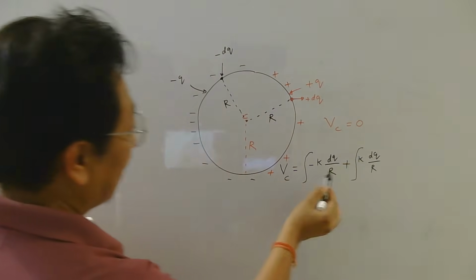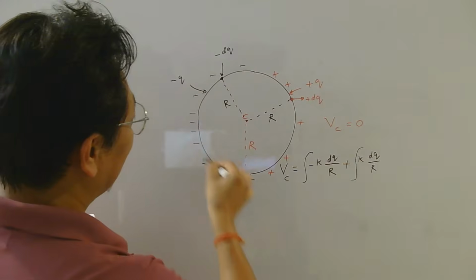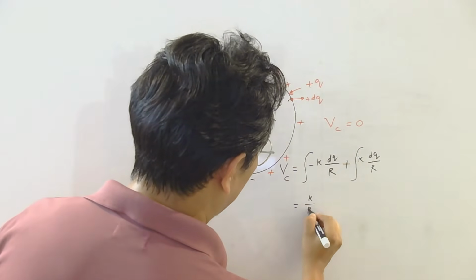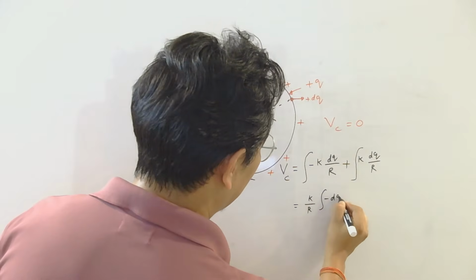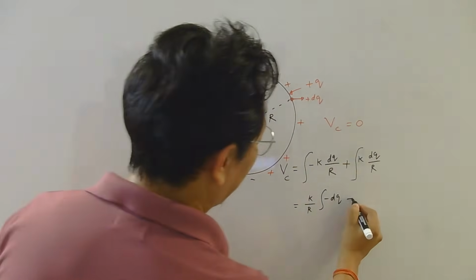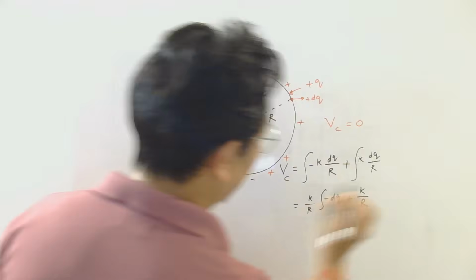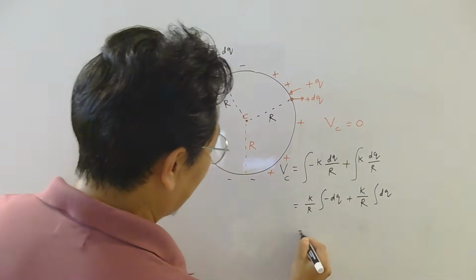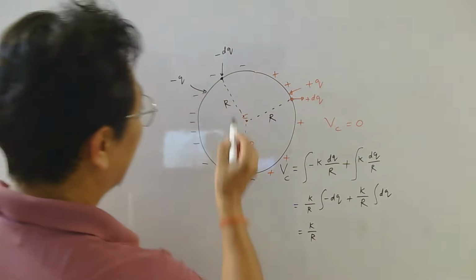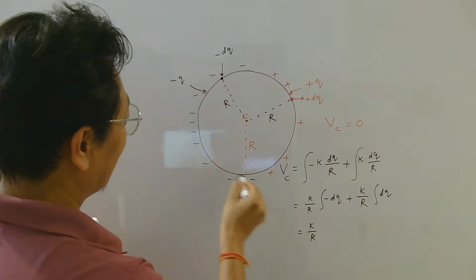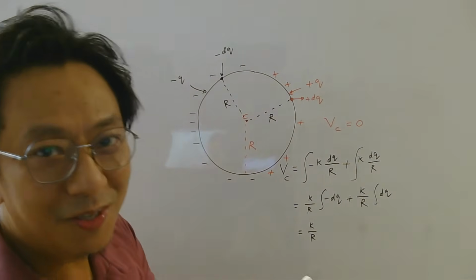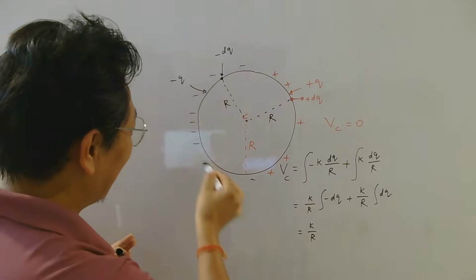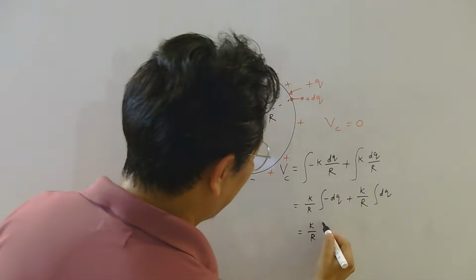Now because r is constant for all the dq's on the surface, I can take r outside. So it will be minus integral of minus dq. Here r is constant, k is constant, take it outside, plus integral of plus dq. And since the total minus dq charge here, whether it is uniformly or non-uniformly distributed, is minus q, this will be minus q.